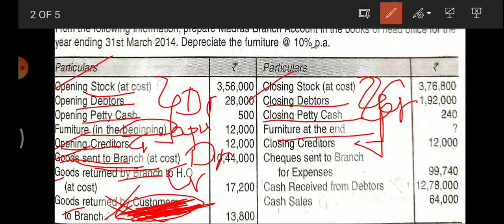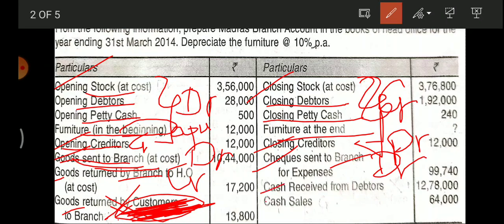Now friends, next is closing creditors. If the opening creditors go on the credit side of the branch account, the closing creditors will go on the debit side of the branch account. Opposite reactions. Next one is cheque sent to branch for expenses. The branch has received the cheque, and whatever the branch receives will be mentioned on the debit side of the branch account.